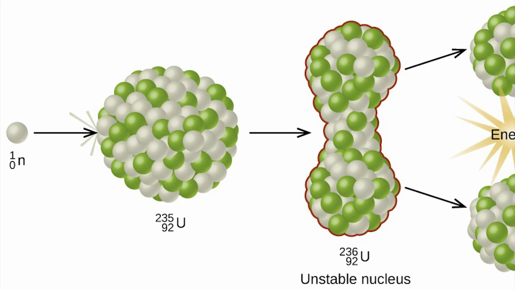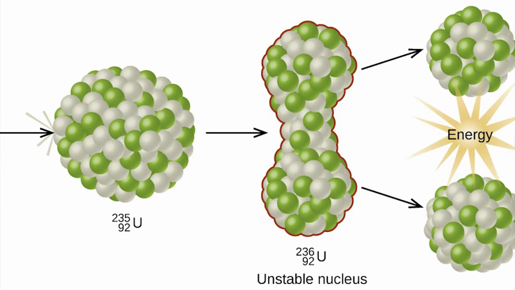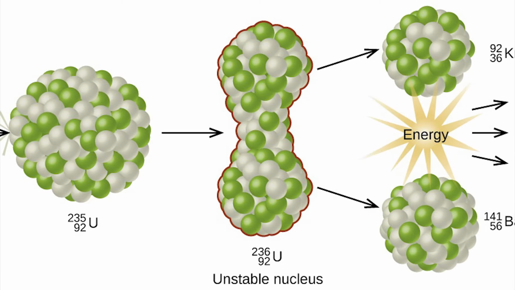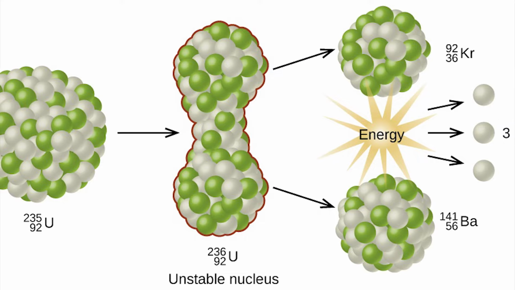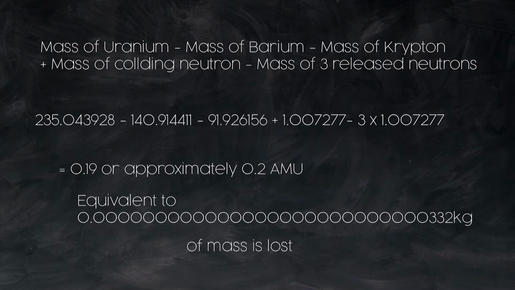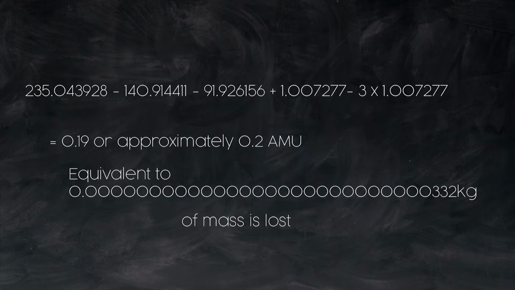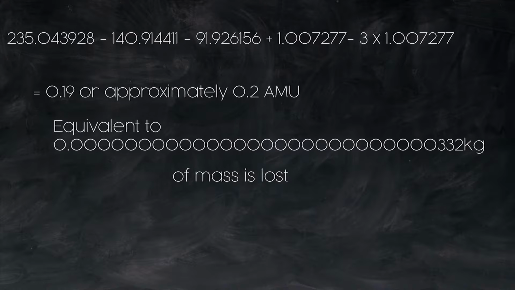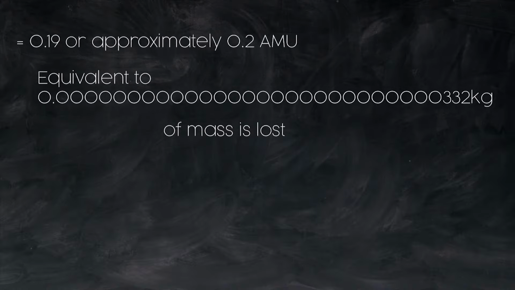If we look at the fission of uranium-235, it is split into krypton-92 and barium-141. Calculating the mass before and after the fission, we can see that 0.2 atomic mass units, or 3.32 times 10 to the power of minus 28 kilograms of mass, is lost and converted into energy.